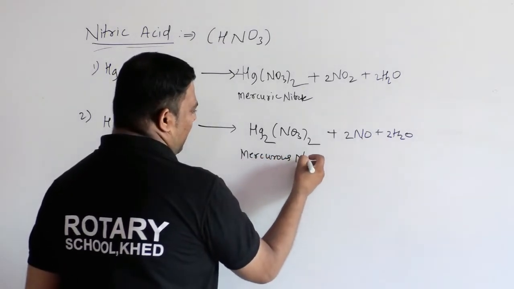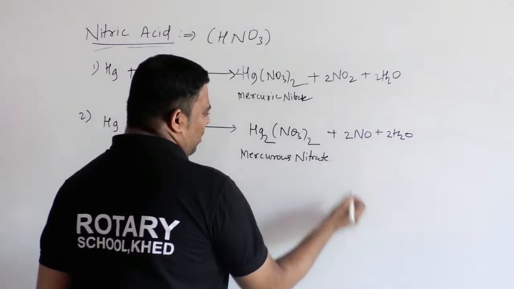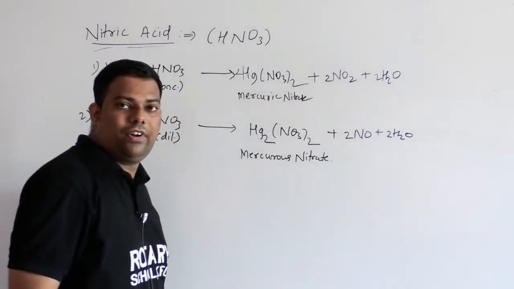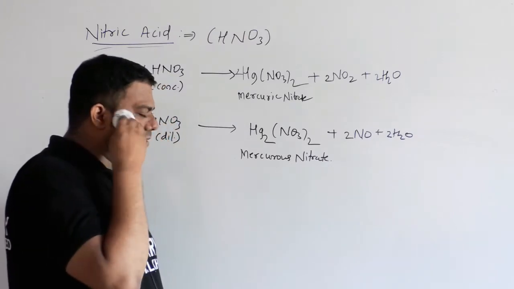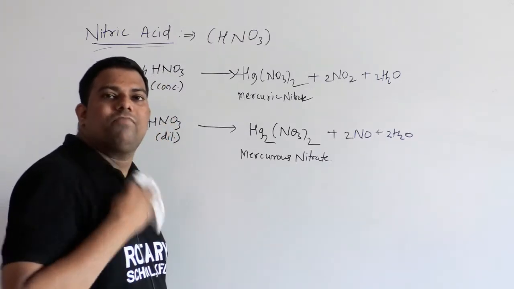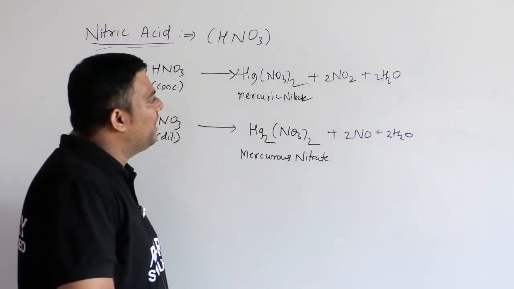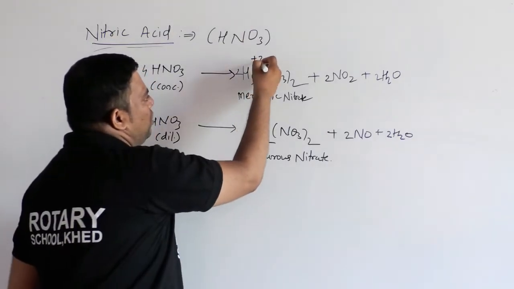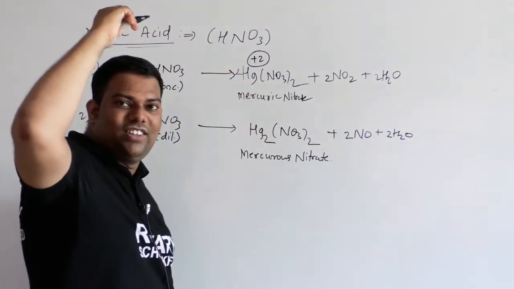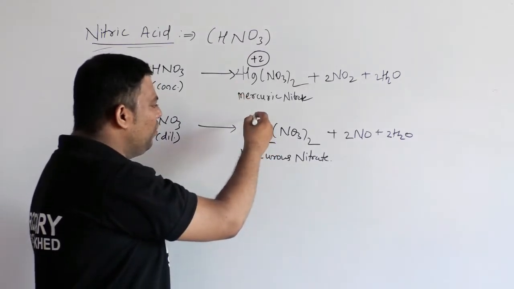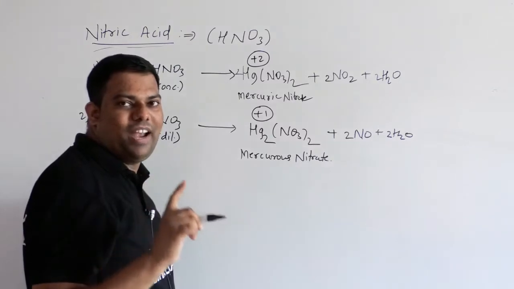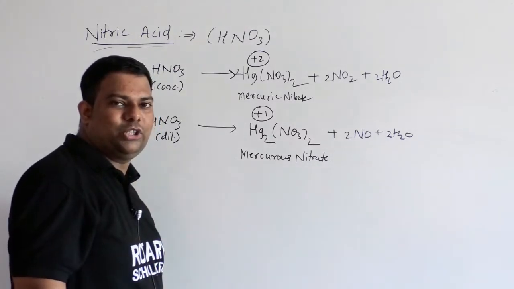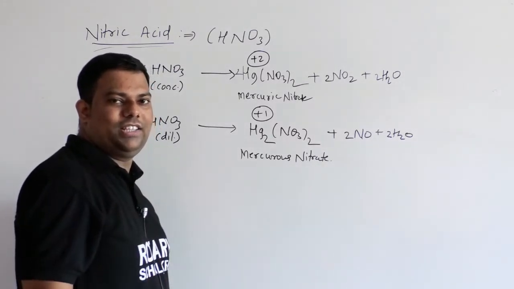Mercurous nitrate. Now you tell me what the difference is between mercuric and mercurous. Beta, mercuric means Hg2+ always, and mercurous means Hg+1. Keep in mind, like cuprous Cu+1, cupric Cu2+.